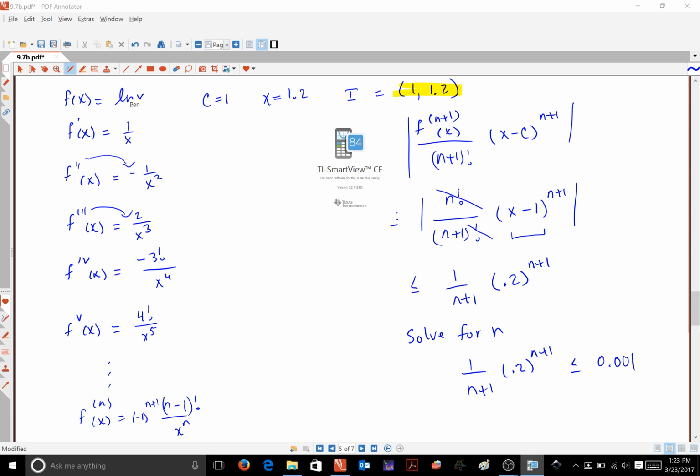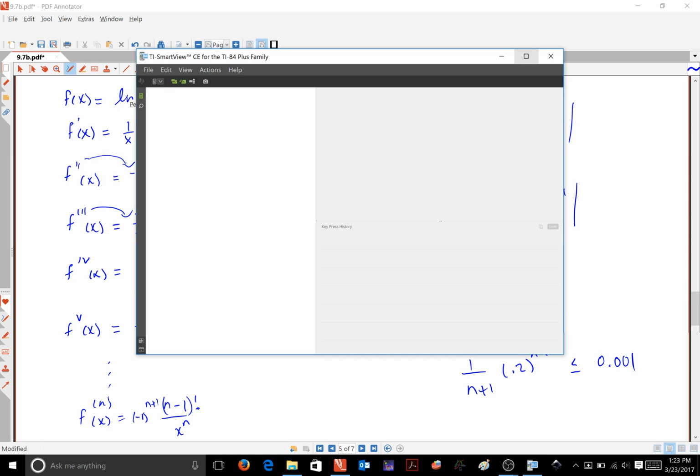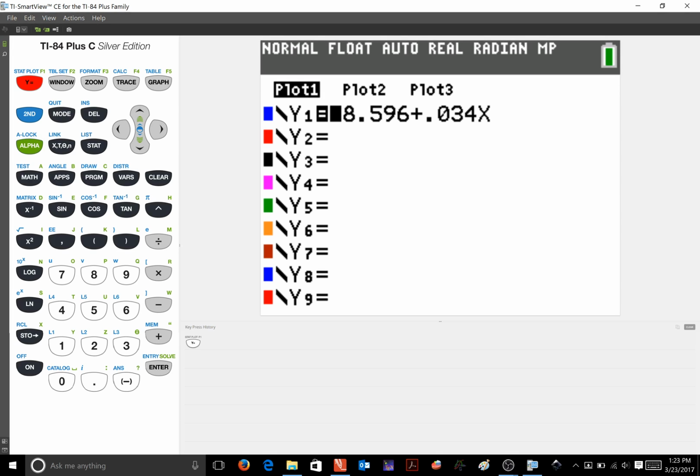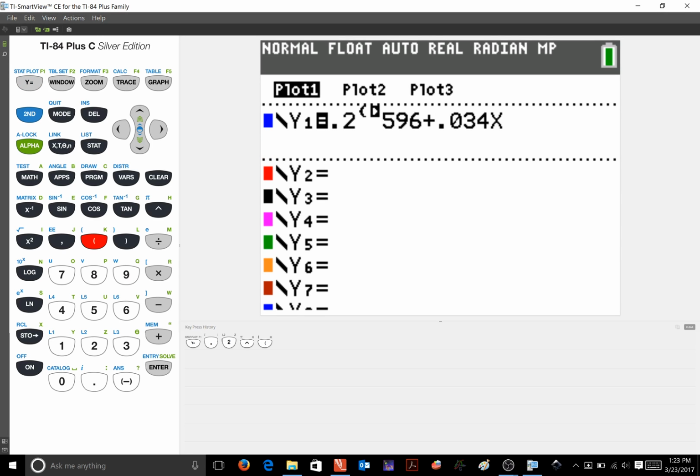But what you're going to do is plug it into your calculator. You have your y equals button, and you're going to plug in your equation. So we had 0.2 to the, and I'm going to call it x plus 1.